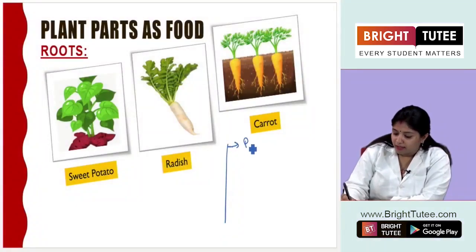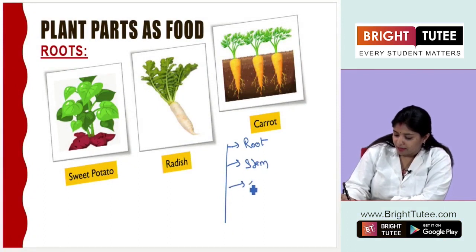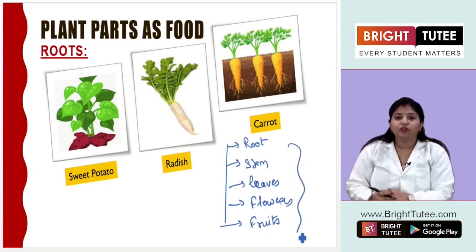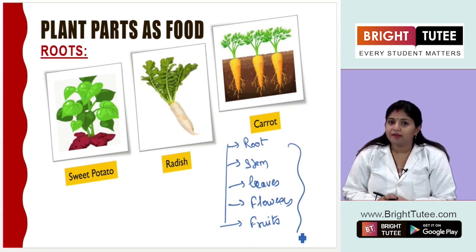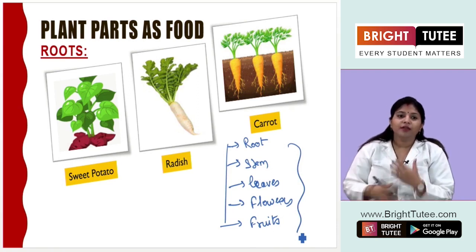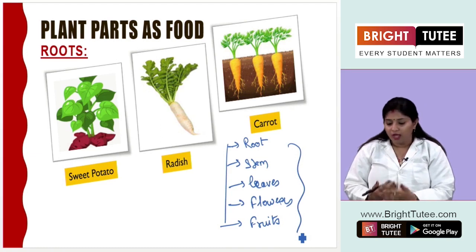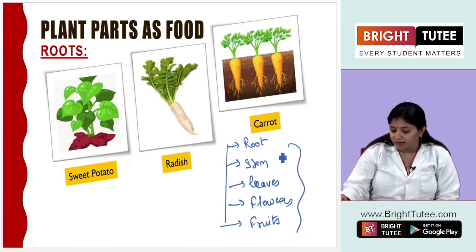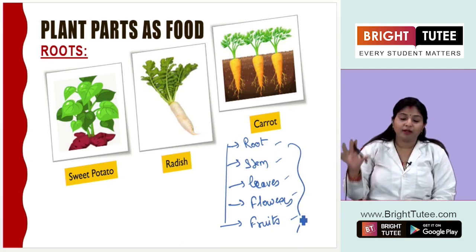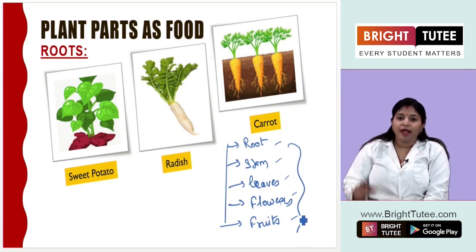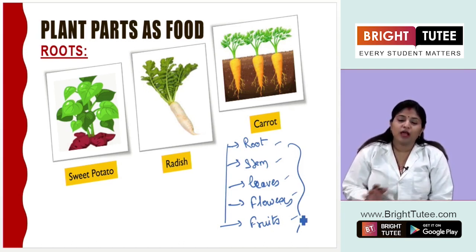We know that a plant consists of a root, it has a stem, it has leaves, flowers and fruits. All these parts are used as food by us. In different parts of the world, different things are eaten as food. So we know that these all parts, that is 1, 2, 3, 4 and 5, are the 5 main parts of a plant, and all these 5 parts are used as food.